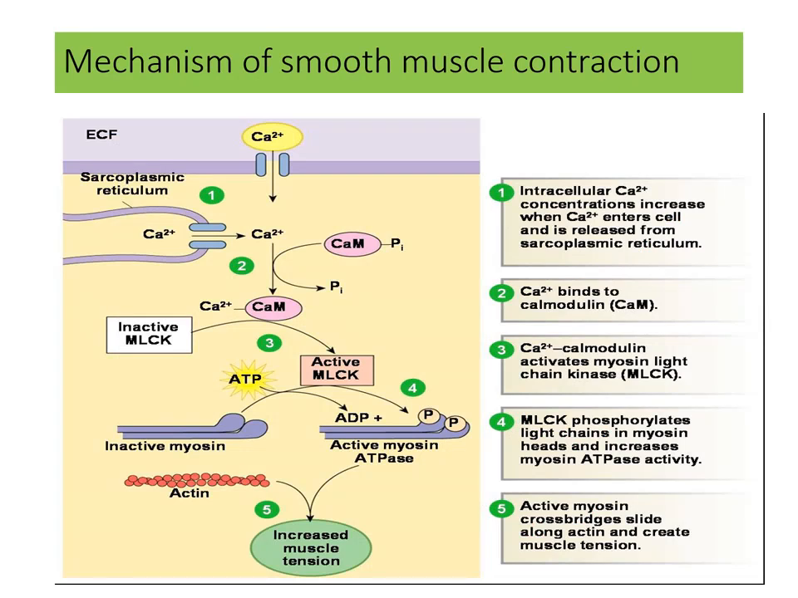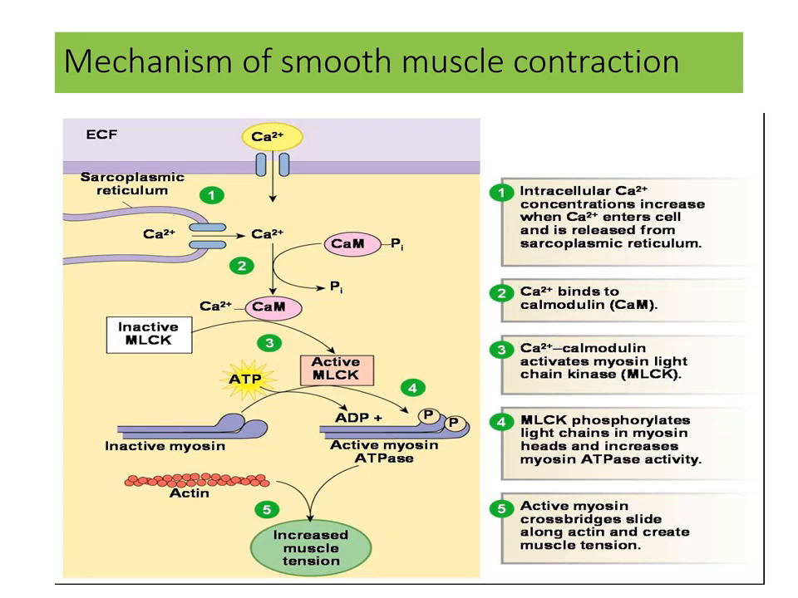Now coming to the mechanism of the smooth muscle contraction, calcium plays a very important role. Calcium from the sarcoplasmic reticulum as well as from the ECF, extracellular fluid, enters into the muscle. Because less sarcoplasmic reticulum is present inside the smooth muscle, the amount of calcium is also less. But for the muscle contraction, we need a large amount of calcium. So from outside as well as from the sarcoplasmic reticulum, the calcium enters into the cytoplasm.